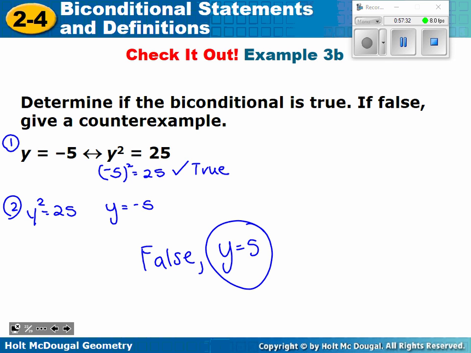Does that make sense? And that goes back to Algebra 1, that when you solve with square roots, you can have plus or minus. All right. Good.